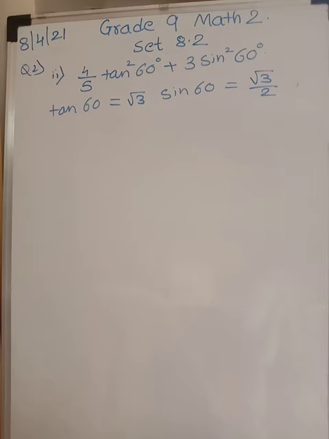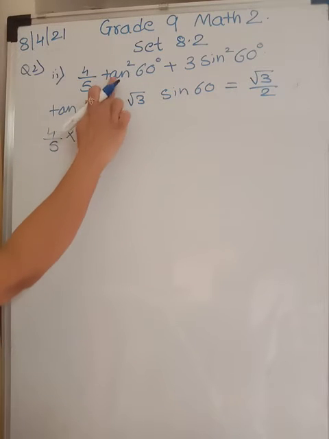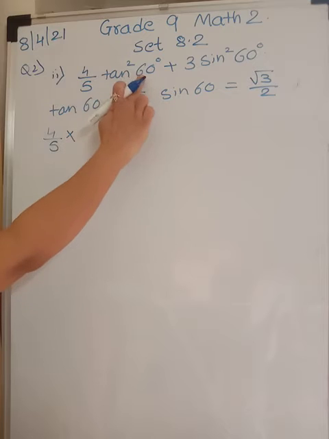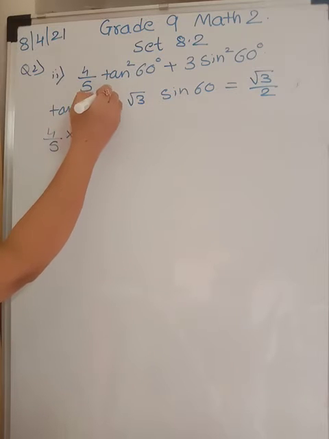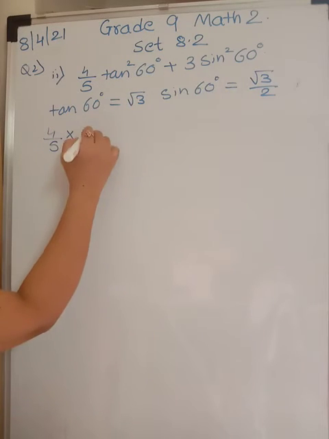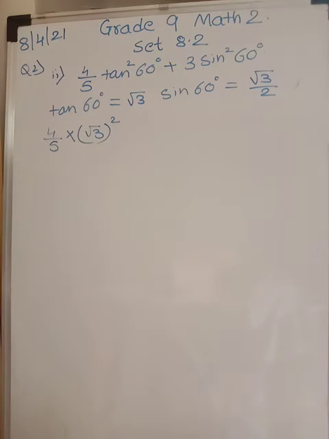Now look at this problem, students. 4 upon 5 into tan square 60. Square is very important. What is tan 60 degree value? It is root 3. But it is square of this, so you have to square this. Are you understanding me? Okay.